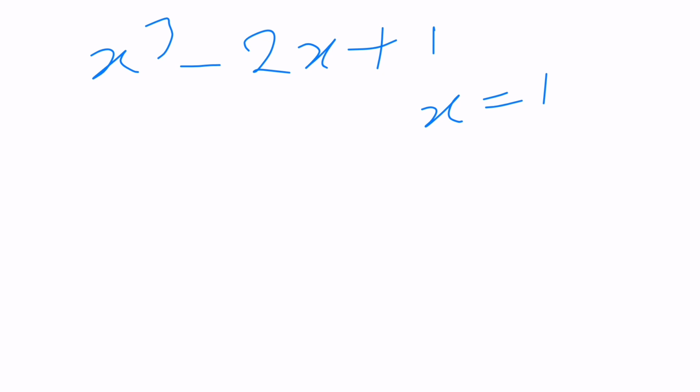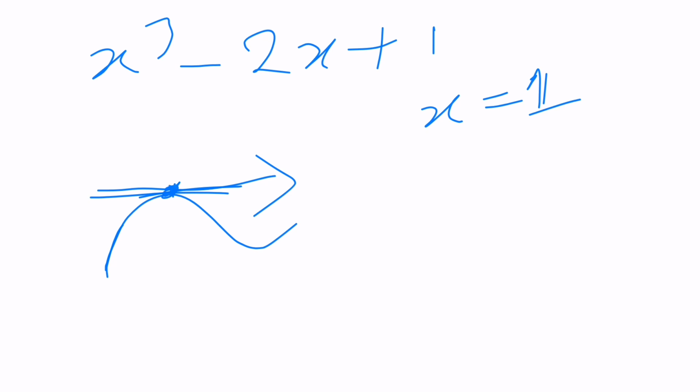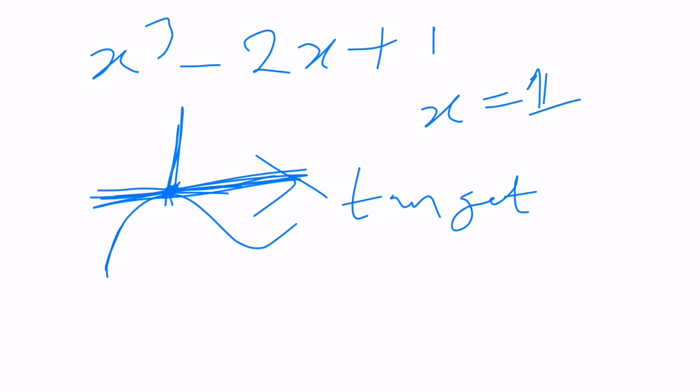A tangent is a line which touches a curve. So this is what we are calling a tangent: the line which touches the curve at a given point. If they say x is equal to 1, at this point, this line is what we are calling a tangent. But there is also another line which we call a normal to the curve.